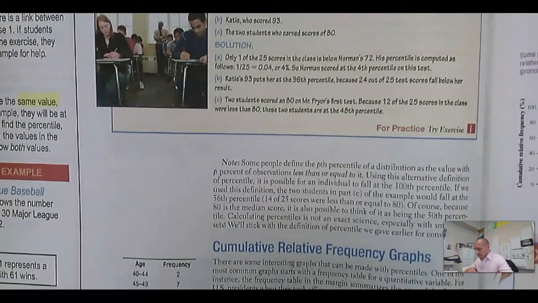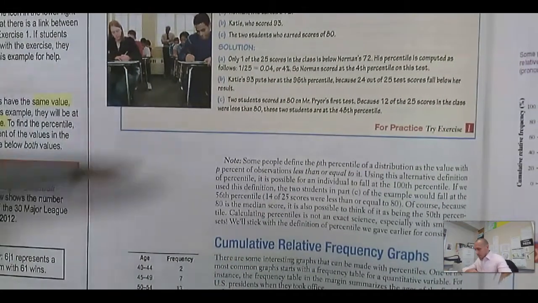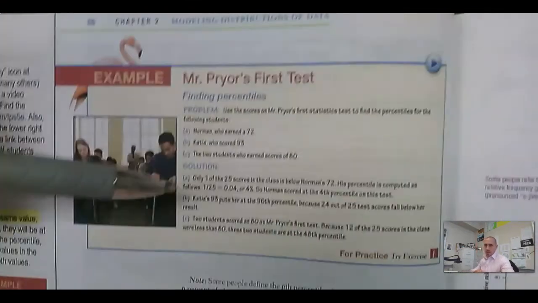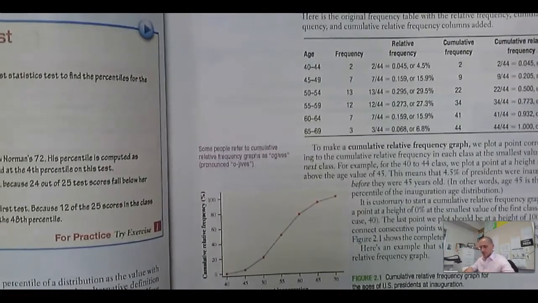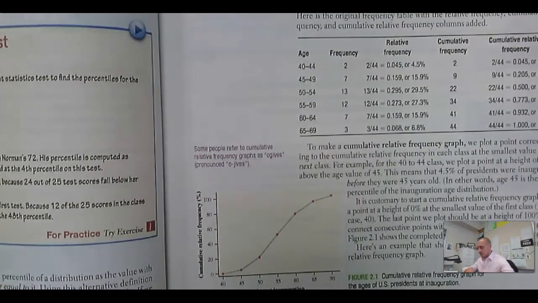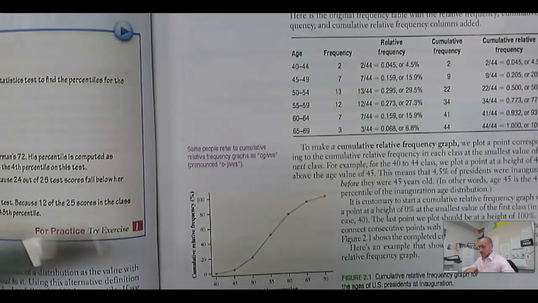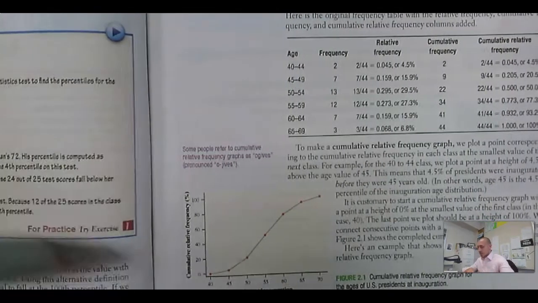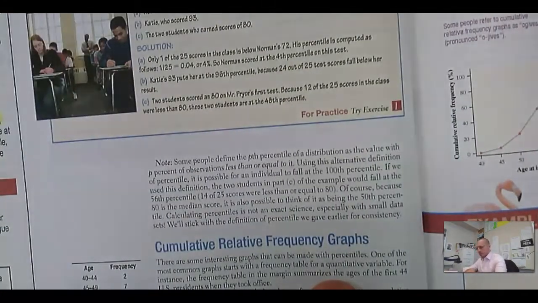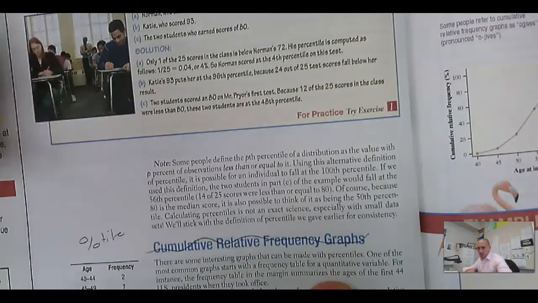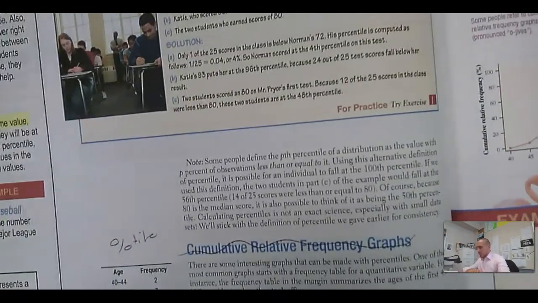So then we talked about being able to figure out percentiles, but not just from a concrete set of data. What if we have a cumulative relative frequency graph? Whoa, that was a whole lot of words. Cumulative relative frequency, so cumulative percentage. This is really percentile. A cumulative relative frequency graph is a fancy way of saying this is a percentile graph. That's all this is.